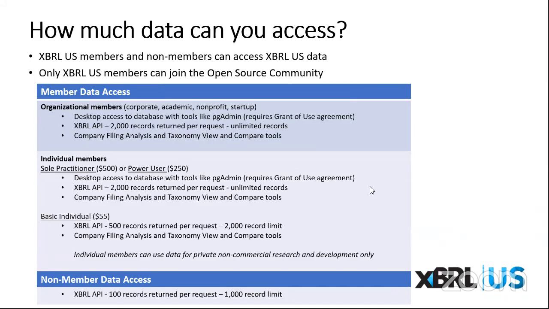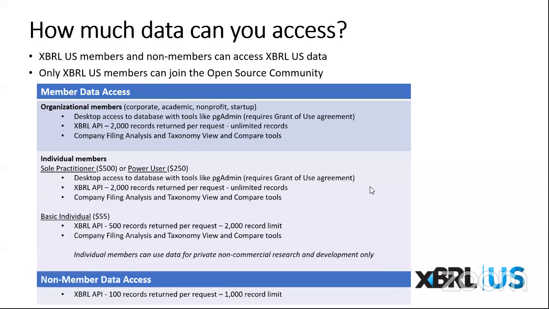For individual members, what we call sole practitioners, which are individuals, typically accounting professionals who may have a single person practice, or what we call power users at $250, they have the same level of access as corporate members. So they have the desktop access, they can access the API and get 2,000 records returned per request and get an unlimited number of records. They can also have the company filing, which was that online interface that Mark showed you a little bit earlier.